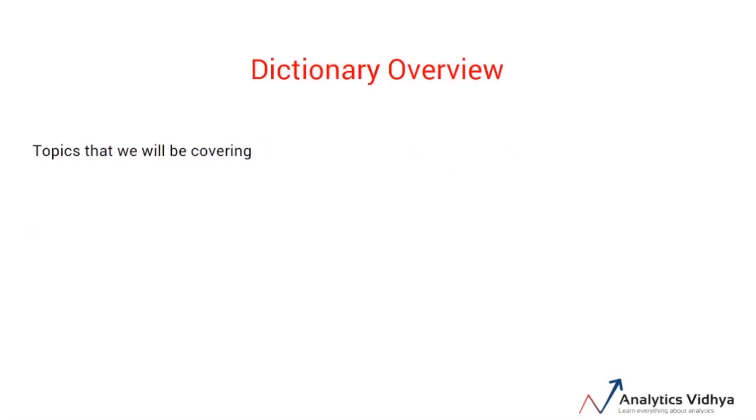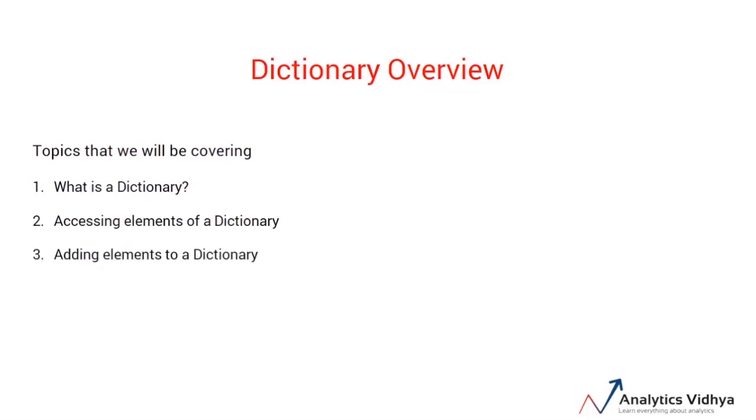Now that we know how dictionary can help us solve our problem, let's see what are the topics that we are going to cover about dictionary. First, we are going to discuss what a dictionary is. Second, we'll see how we can access elements of a dictionary. Then we will discuss how we can add elements to a dictionary and remove elements from a dictionary. Let's discuss about each of these topics in detail.